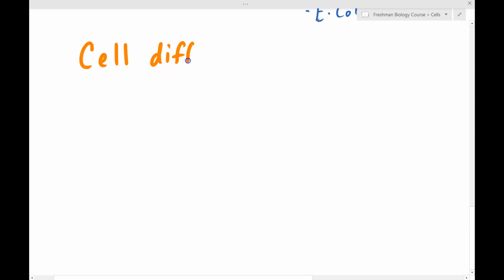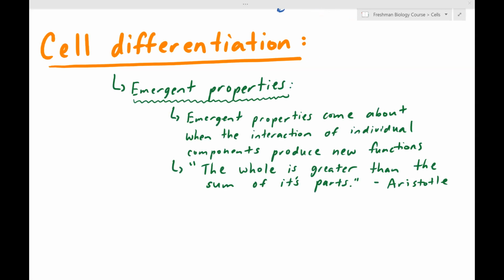So how a cell differentiates is very important. Differentiation. Before we can really dive into differentiation, we need to talk about the emergent properties of cells. Emergent properties, like I said here, happen when we have an interaction of individual components. We kind of see this from the endosymbiotic theory at the beginning, but the idea from Aristotle that the whole is greater than the sum of its parts, right?